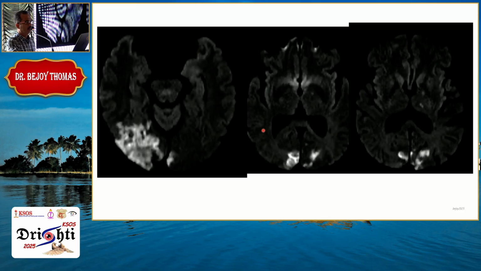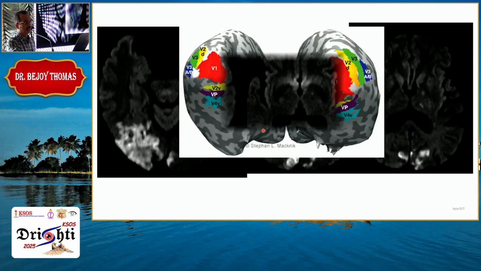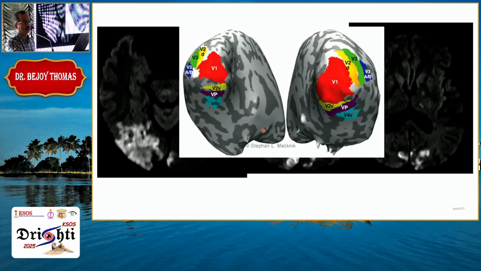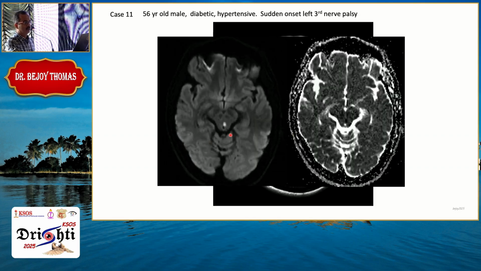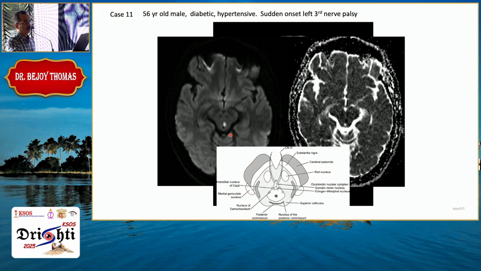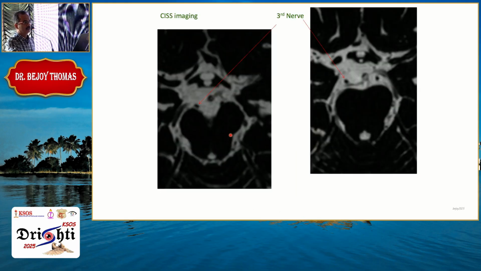For cortical lesions and cortical blindness, we can do functional imaging, especially mapping these visual areas and visual association areas. They are mostly used only for research. And these are the last few cases. This is a 56-year-old male, diabetic and hypertensive, with a sudden third nerve palsy. You can see, if you are not careful and do thin sections, you can miss this. On diffusion, you can see the third nerve nucleus is actually infarcted. So perforator infarctions can happen even in the nucleus, and this is a nuclear involvement.